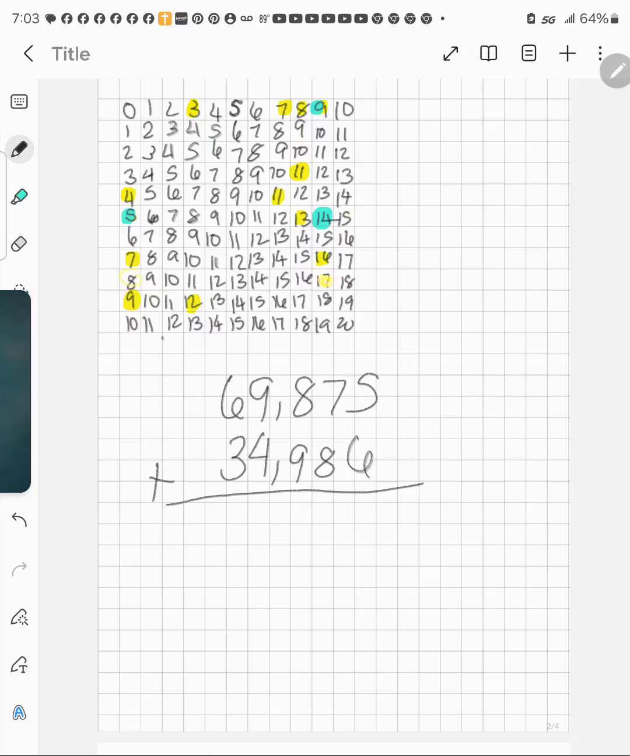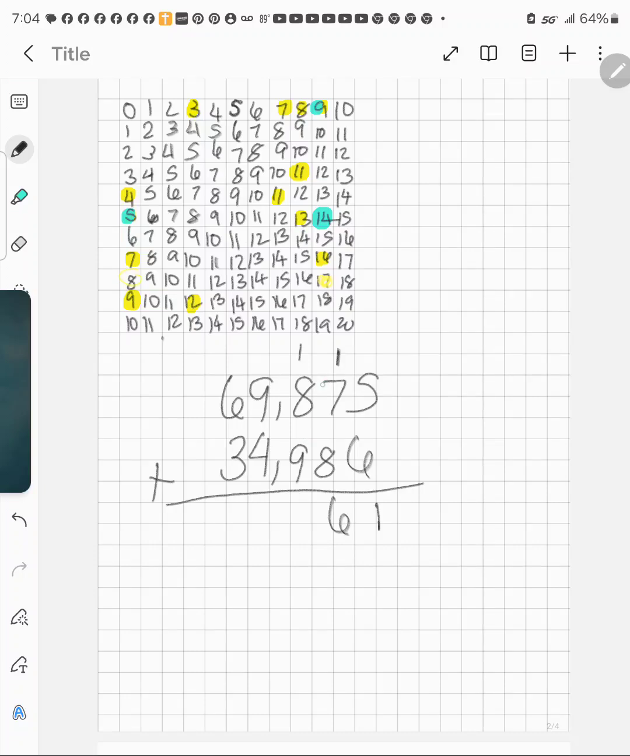Now 5 plus 6. I'm going to go to 5 and 6. See where they meet. They meet at 11, right? So it's 11, carry the 1. 7 plus 8. So I go to 7 and 8 and see where they meet. Ooh, they meet at 15 plus 1. Make that a 16, and I carry the 1.